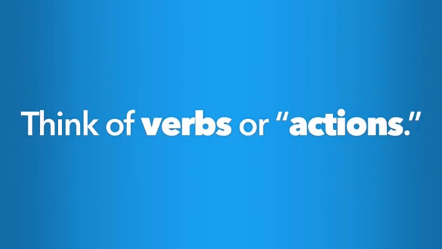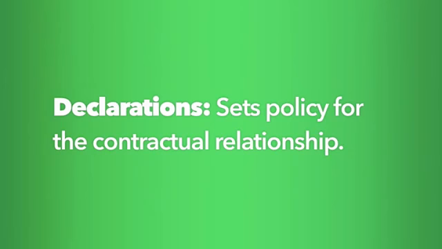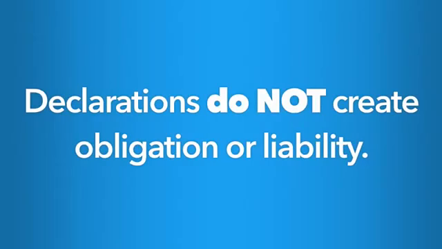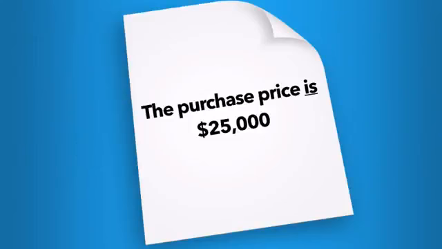They are declarations. A declaration sets policy for the contractual relationship. For example, a drafter could use a declaration to define a term, or say to provide that New York law governs this agreement. A declaration does not create any obligation or liability. A declaration is signaled by the present tense of the verb. The purchase price is $25,000 is an example of a declaration. Now note that it does not obligate the purchaser to pay the purchase price.